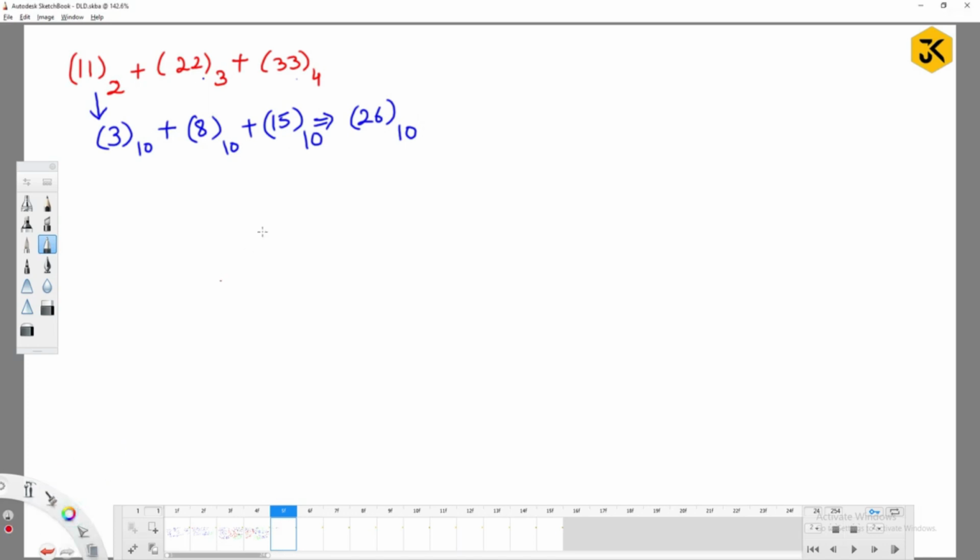But here they have assumed that the answer is given in another base. What is this question mark?